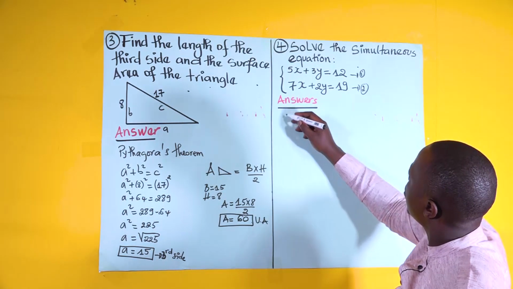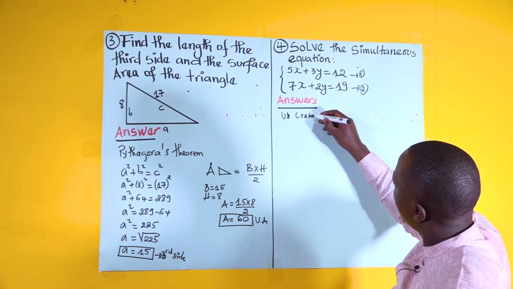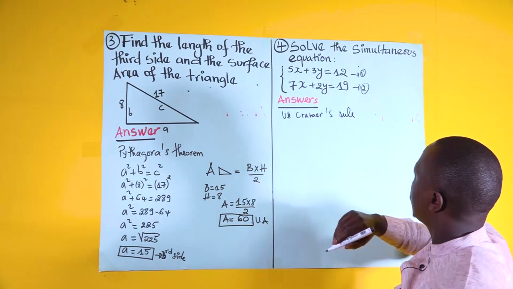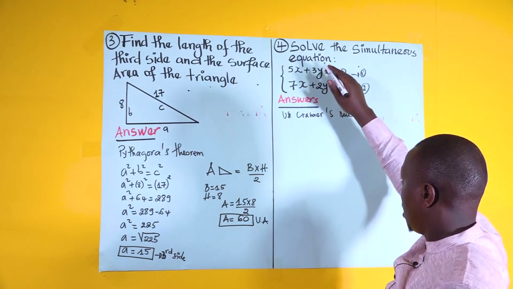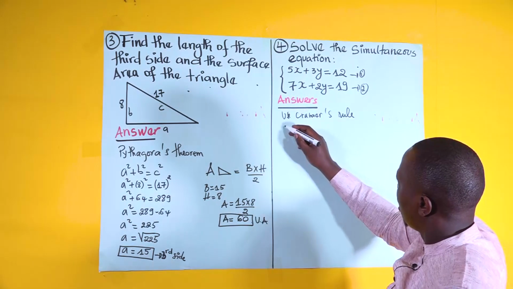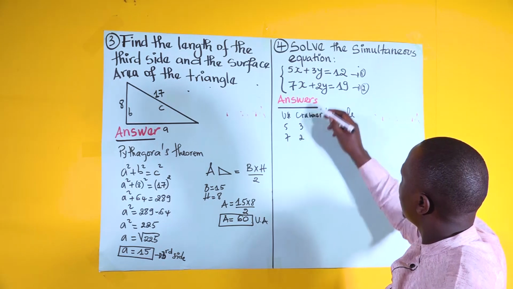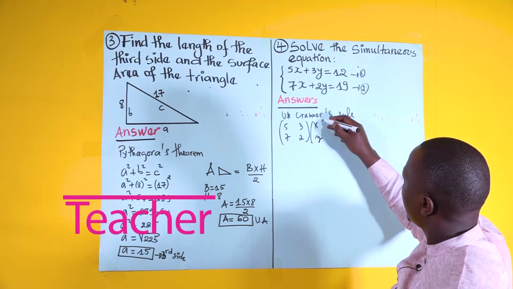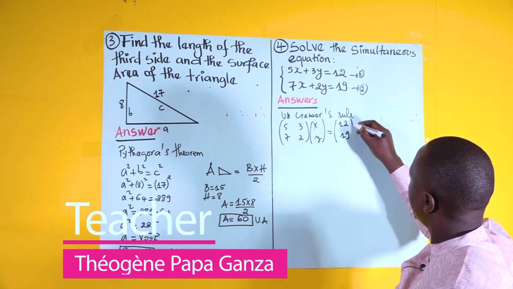Cramer's rule. Let us first express this in terms of matrices. It is 5, it is 7, here is 3, here it is 2. These are coefficients. When we multiply this by x and y, this gives us what? It gives us 12, and also 19.